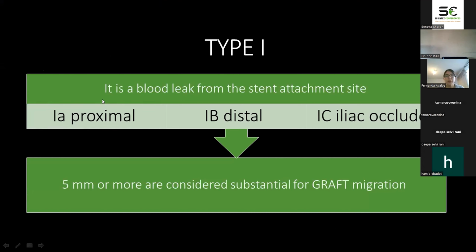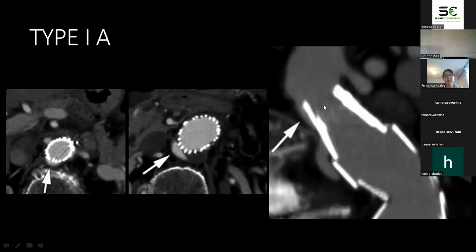In type 1, we have an endoleak proximal, distal, or in the iliac occluder. If there is a migration of more than 5 millimeters, we can consider that the graft moved and we have an endoleak. So in type 1, we see here the aorta, the aneurysm, and the graft. In these coronal and axial reconstructions, we can see this hyperdense artifact. This is the endoleak. There is blood going outside the graft, but inside the aneurysm sac.